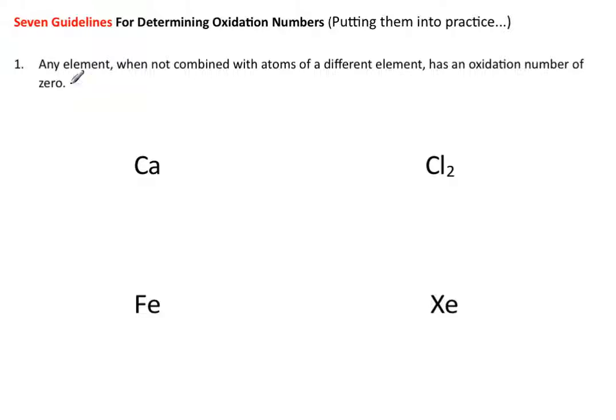So any element, when not combined with an atom of a different element, has an oxidation number of 0, and you saw this in the last video. So calcium, elemental calcium, 0. Elemental chlorine is 0. So that means in a covalent compound, both chlorine atoms would have oxidation states of 0. Iron, elemental, oxidation is 0. Xenon, elemental xenon, oxidation state of 0. So that's pretty straightforward. An element, uncombined, has an oxidation of 0. Makes sense. There has been no transfer of charge.